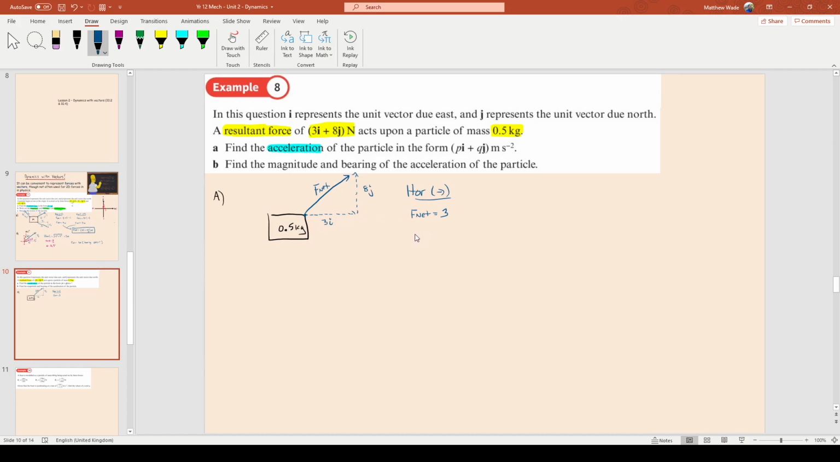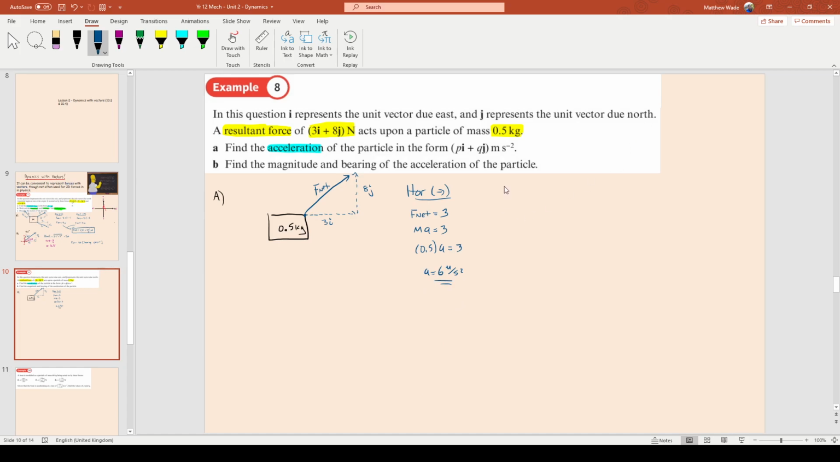Now, F net, as you guys know, is MA, right? So it's MA equals 3. But M was not 0.5. A equals 3, which means A is 6 meters per second squared, and it's to the right. We just got the horizontal acceleration.